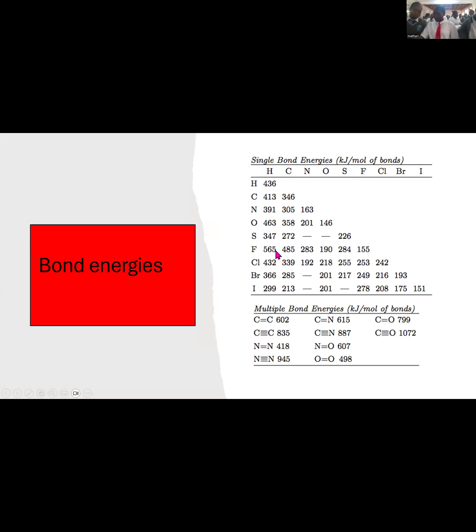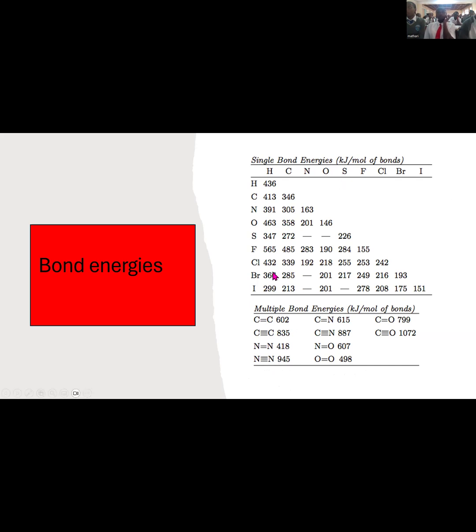Okay. Then there are multiple bonds. So a double carbon to carbon, triple carbon to carbon, carbon to nitrogen. And this one here, nitrogen to nitrogen, triple bond, 945. That is why nitrogen is very unreactive compared with oxygen, because oxygen only needs about 500 to break and nitrogen virtually 1,000.